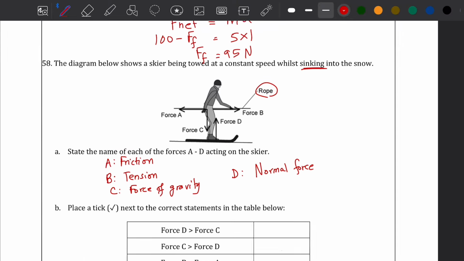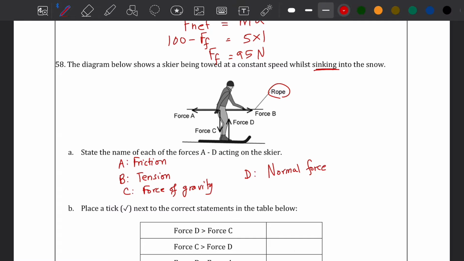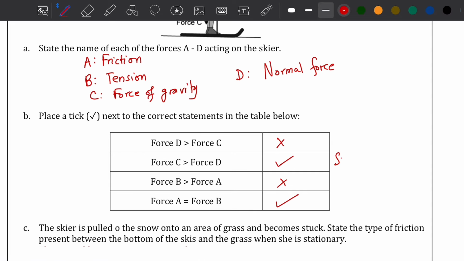Which of the following statements are true? They said he is moving with constant speed and he's sinking. So if he's moving with constant speed in the x direction, FB and FA must be equal to each other. So this is true. And if he's sinking, he's going in, that means C should be greater than D. This is because he's sinking. This is because he's moving at constant speed.